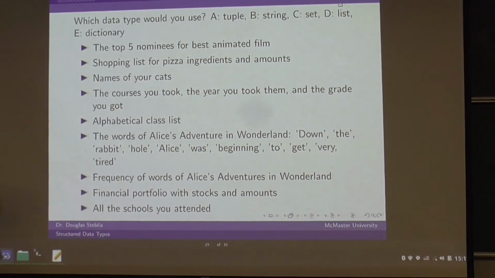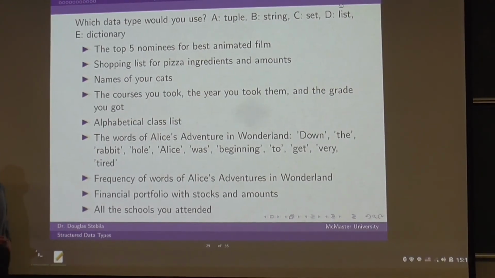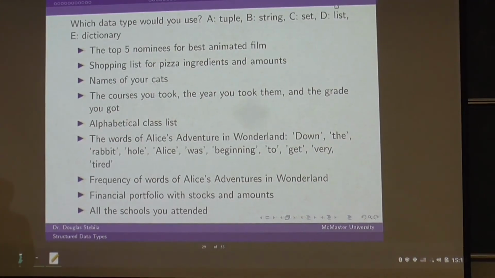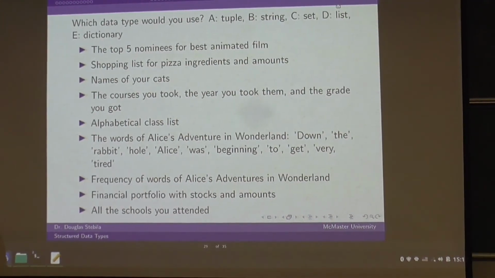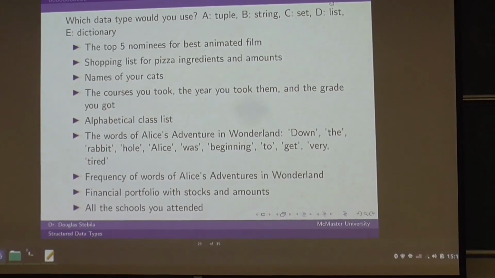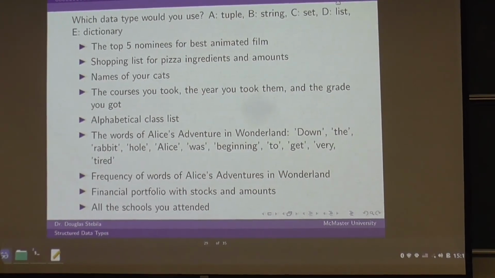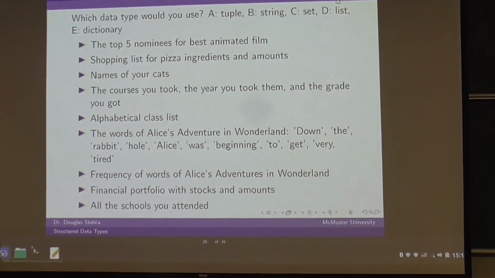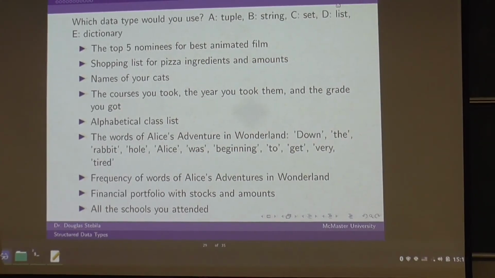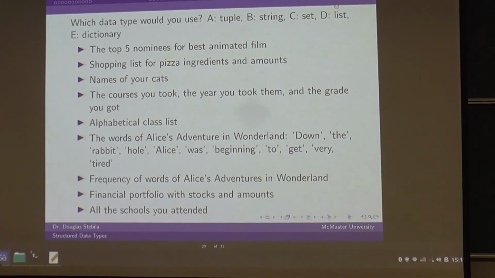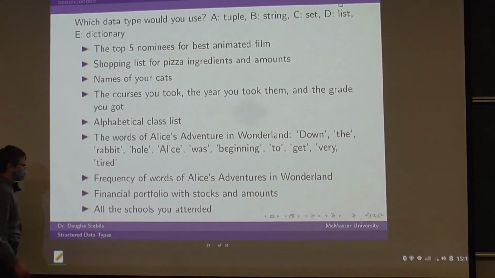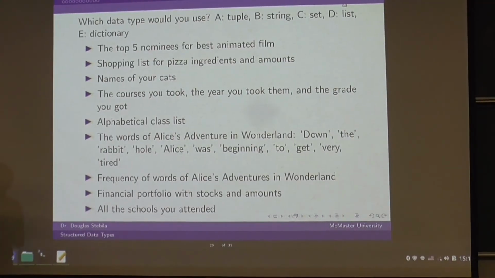So, the words of Alice's Adventures in Wonderland, like the text of a novel. Is the ordering of the words in a book important? Then you would want an ordered data structure. Are the words likely to change? No, so you would want an immutable data structure. So you would want a tuple. Possibly also string, just saying. Anyway.